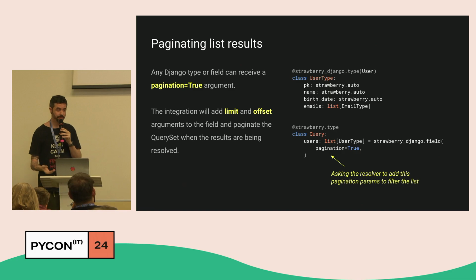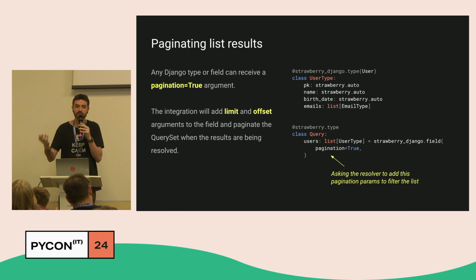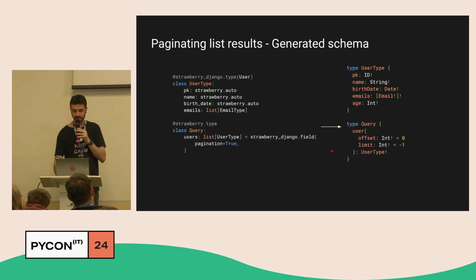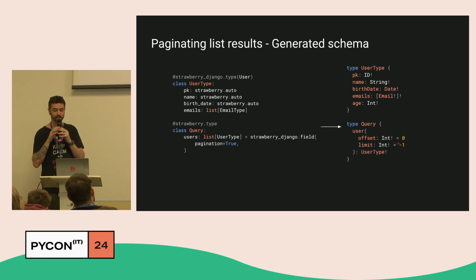There is also a way to generate automatic pagination. You don't have to define any types in this case. You just tell it, for this user's listing, add pagination arguments for me, and it will just add an offset and a limit to the query, and those are going to be used when resolving the query set.